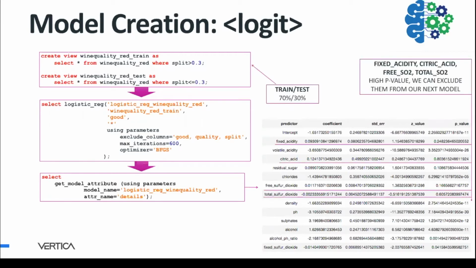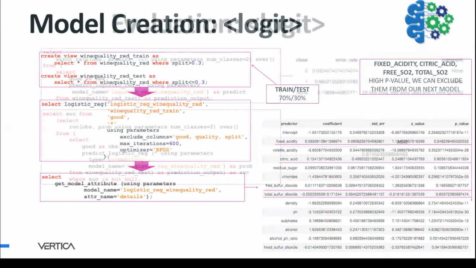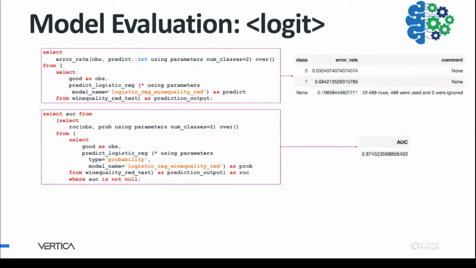And as you already perhaps know, the p-value can indicate if we need to reject some variables or not when they have a really high p-value. So we can reject a lot of different features for our next training. And then we can evaluate our models.